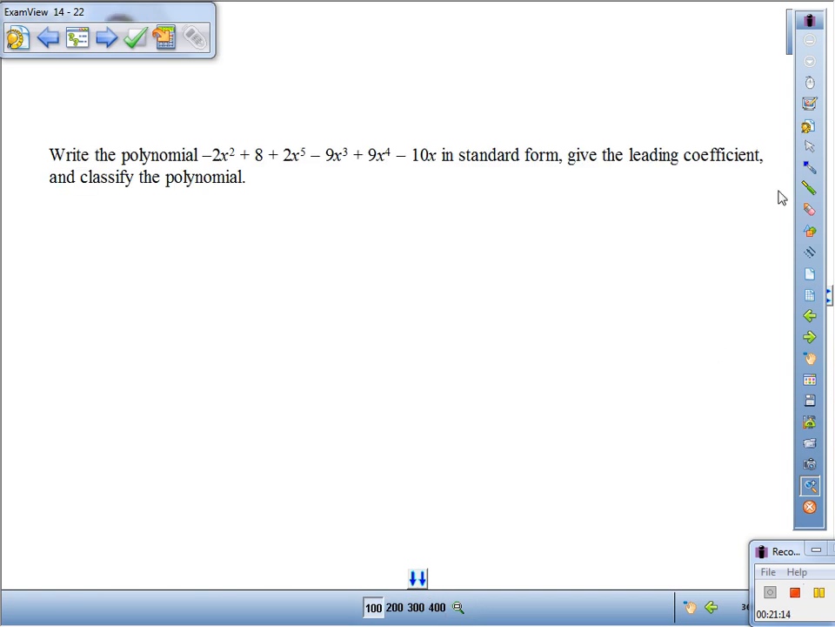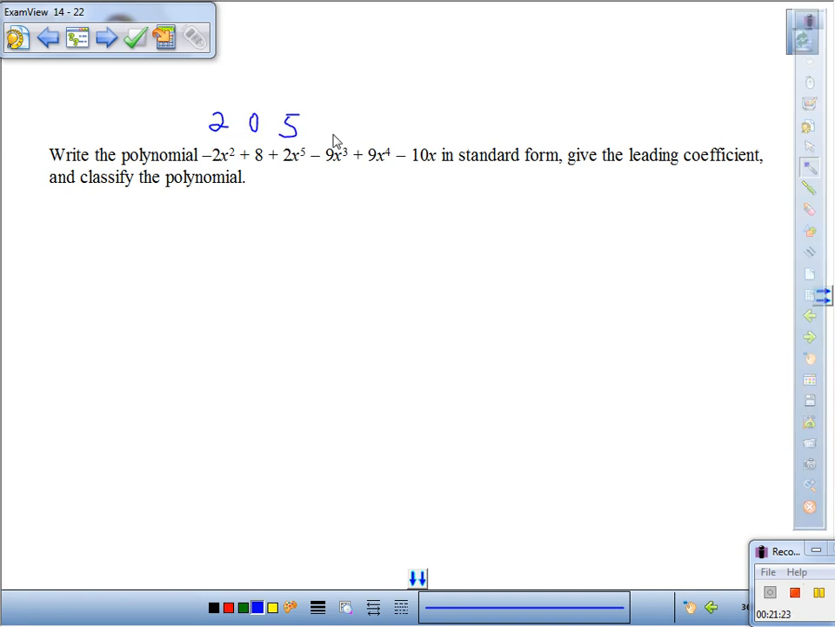This one we did on the warm-up, but here it goes again. Process. Degree of the first one, 2. Of the second term, 0. Of the third, 5th. Of the fourth, 3rd. Of the fifth, 4th. And on the last one, to the 1.